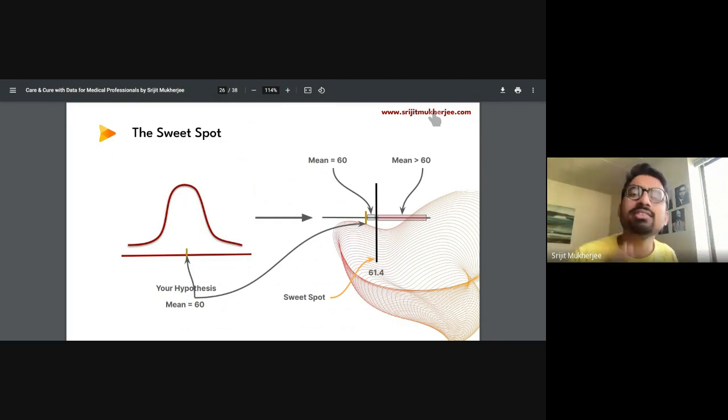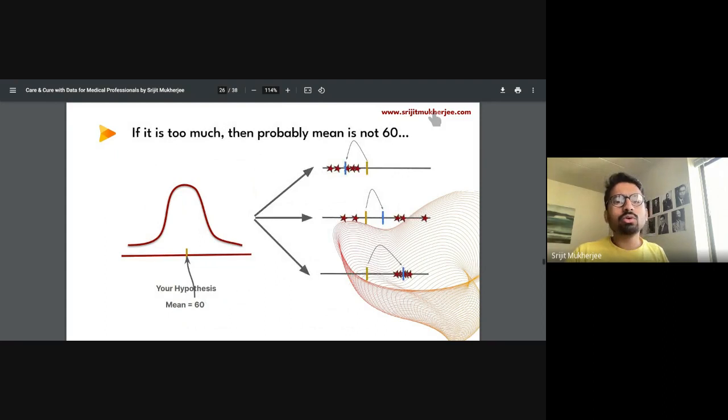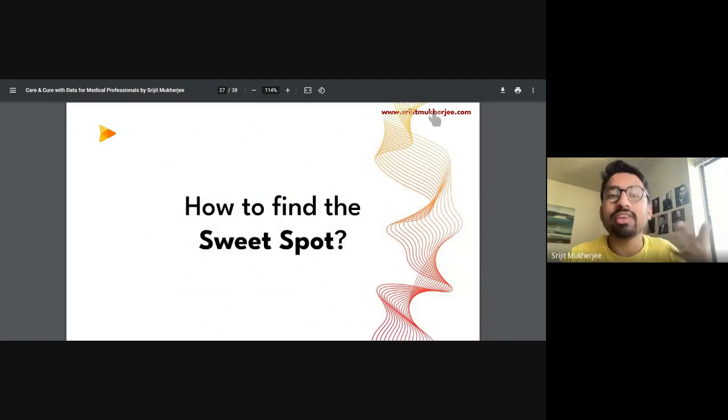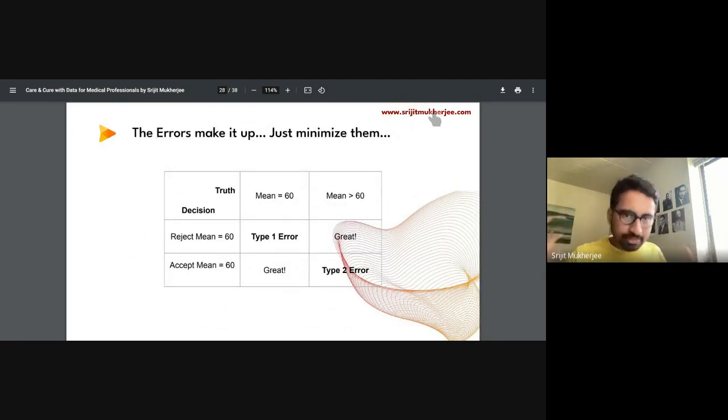Now, how to determine the 61.4? Or why is it 61.4? How do you determine this specific sweet spot, right? That's where the question is, how do you find this sweet spot? The basic idea is that the errors make it up. Okay, so let's say the truth is mean is 60 or the truth is mean is greater than 60, and you reject mean is equal to 60, or you accept mean is equal to 60.